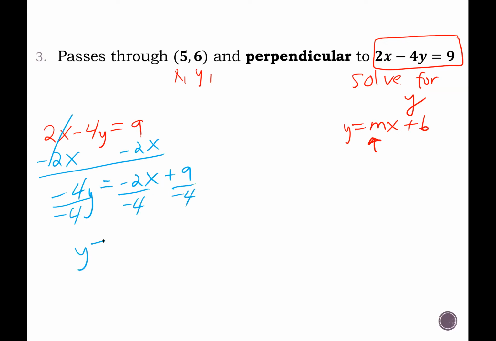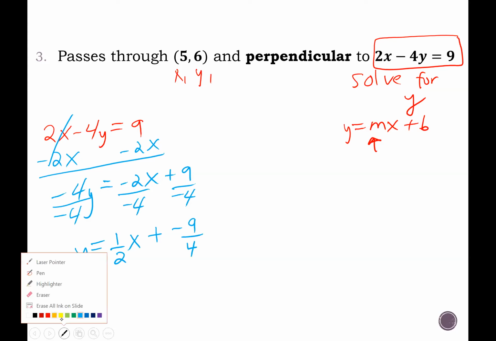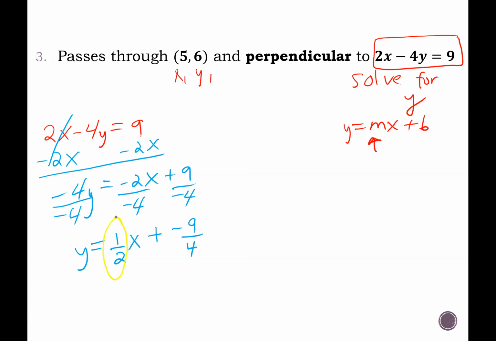y equals -2x over -4. The -2 over -4 would reduce to +1/2. So y equals +1/2x, and then plus, we'll just call this -9/4. I don't really care about that y-intercept right now. I just really need to focus on the slope, because the whole point of that step in solving for y is figuring out what the slope of that line is.